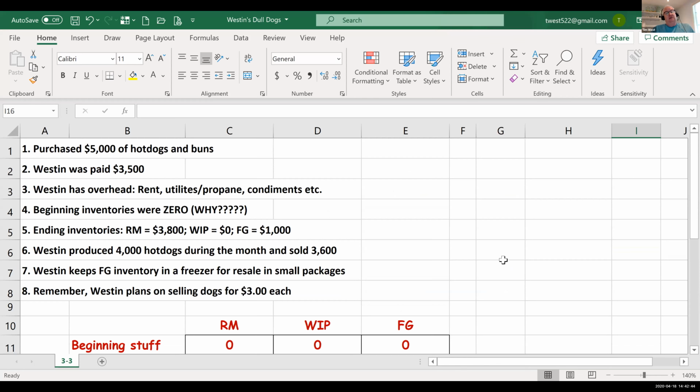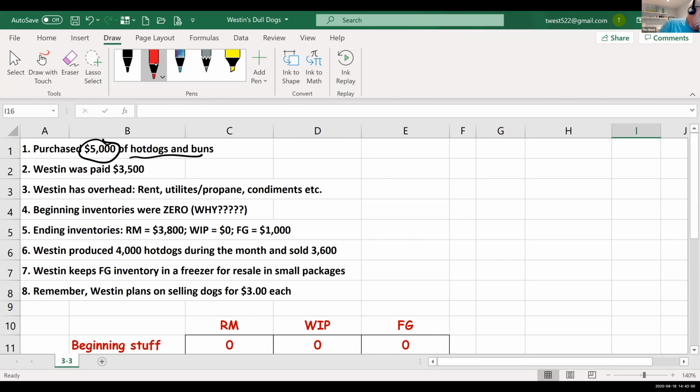So at that point, Art, we need to go over and take a look at our spreadsheet and think about this business that Weston's trying to create and how that might show up in this cost flow worksheet. Perfect. So we've got some facts. Throughout the period, Weston bought $5,000 of hot dogs and buns. Weston received payroll or labor costs of $3,500.